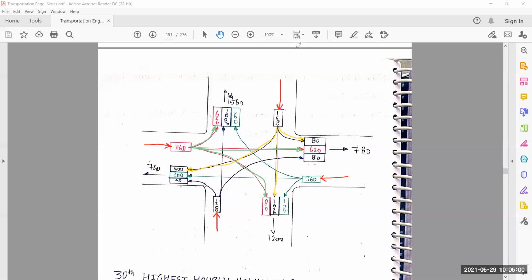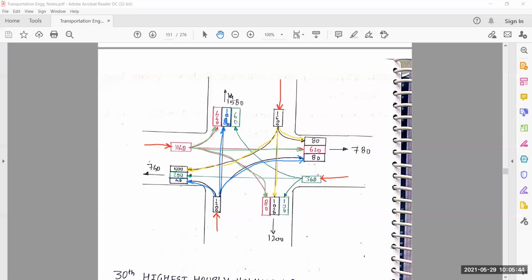Out of 1200 vehicles, 40 vehicles will move towards left, 1080 vehicles will go straight, and 80 vehicles will move right.